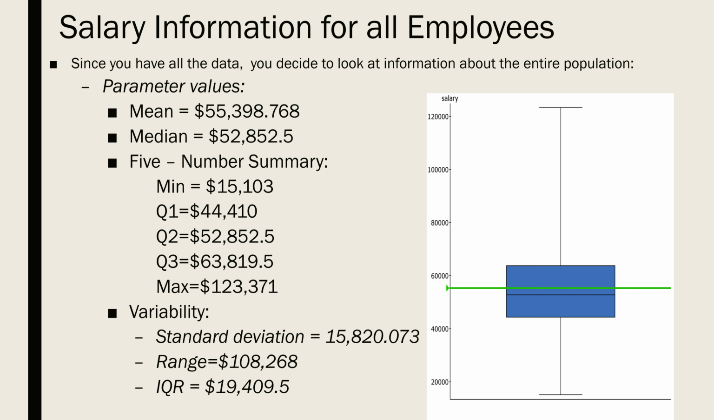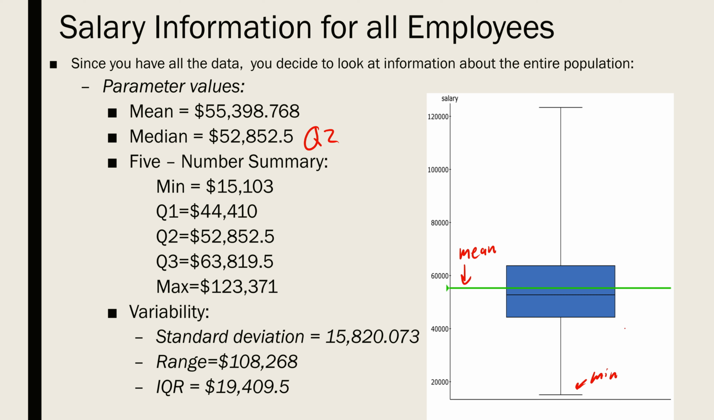Since you have all the data, you decide to look at information about the entire population. So here are the population parameter values. The mean is represented by this horizontal green line, and the median by definition equals Q2.